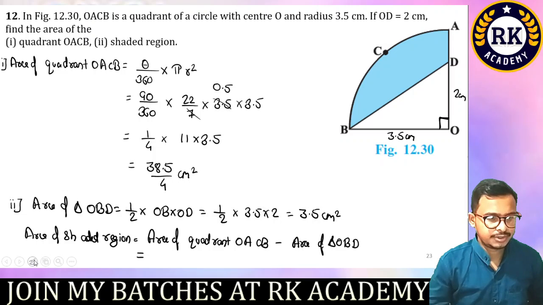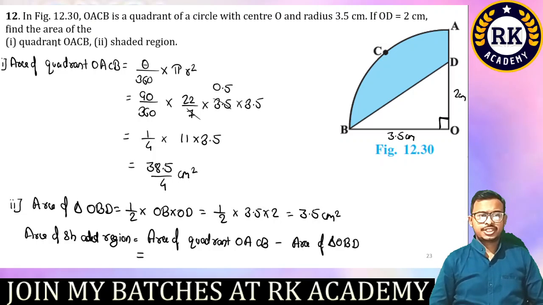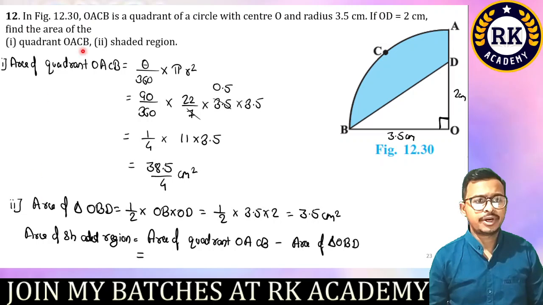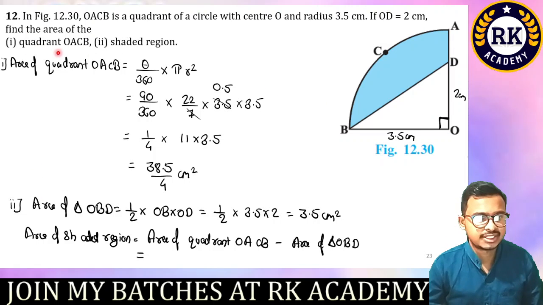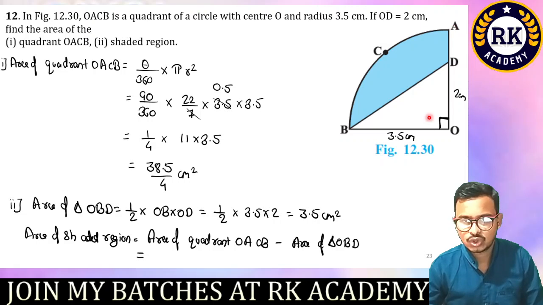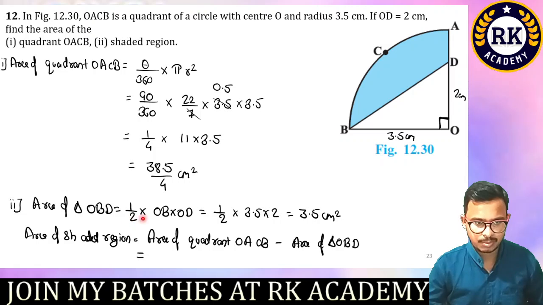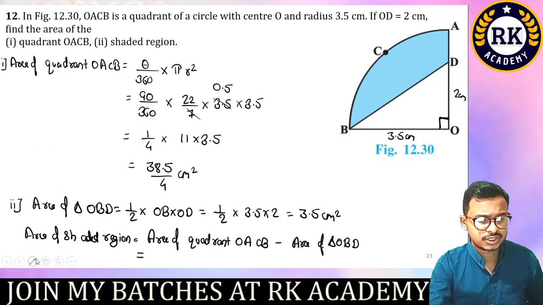Read the next question. Okay, so we are done with the 12th question. It's easy. If you want a revision, one simple revision: finding quadrant OACB is not difficult. It was given that it's a quadrant, so theta will be 90 and you have been provided the radius, so the radius we have is 3.5. Then in the next part, for the shaded region, what did we do? Area of this whole quadrant minus area of the triangle. The triangle has base and height, so I have to use the formula half into base into height. After finding this, the area of the shaded region is area of quadrant minus area of triangle. That's all. So let's move to the next question, the 13th question.